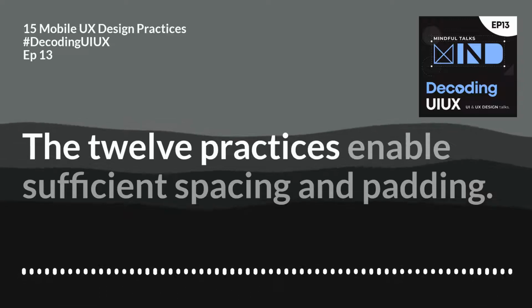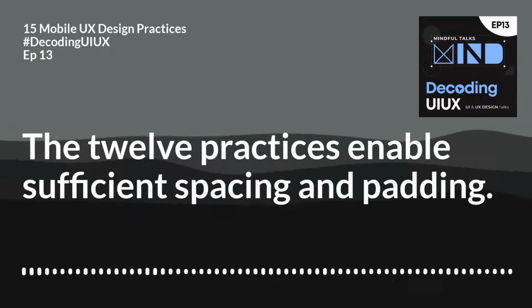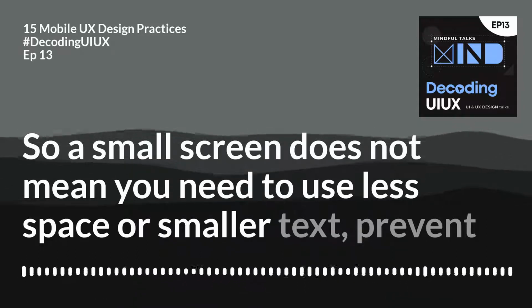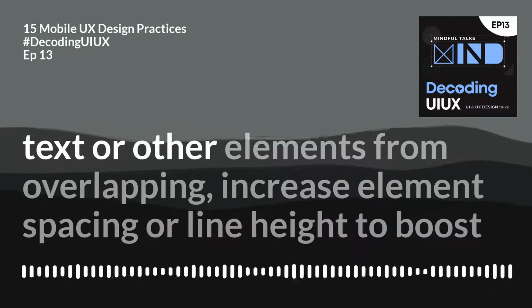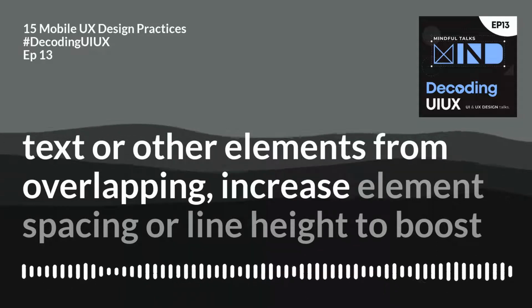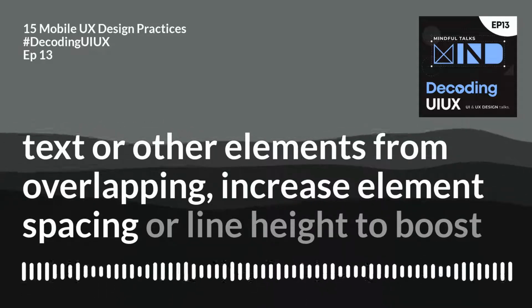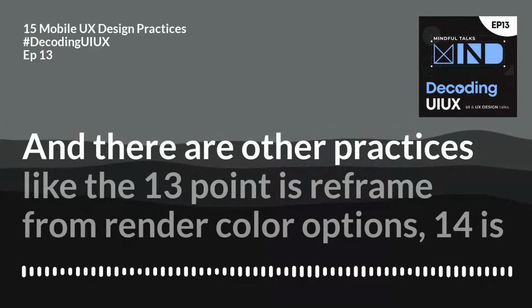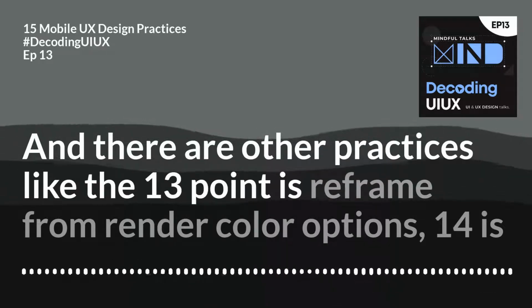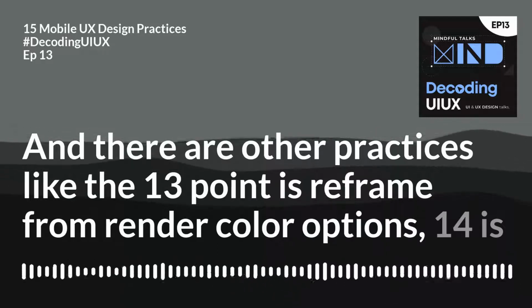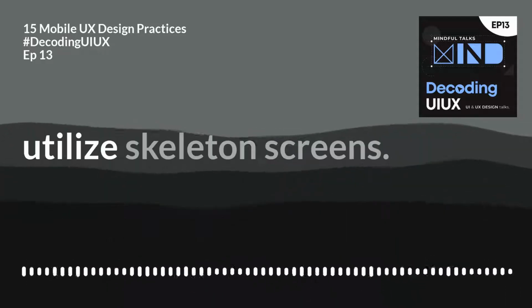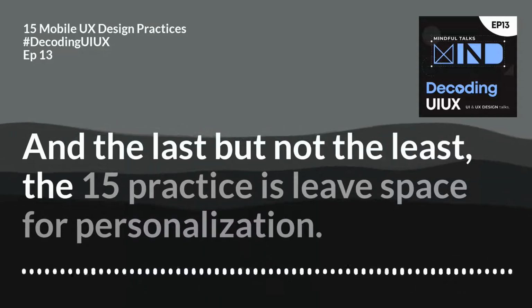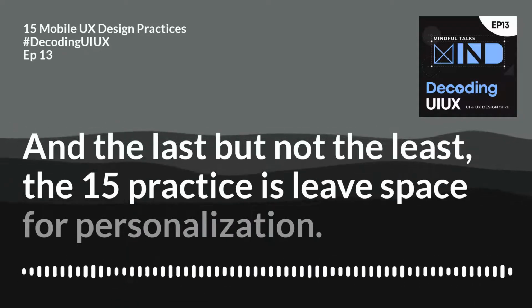The 12th practice is enable sufficient spacing and padding. A small screen does not mean you need to use less space or smaller text. Prevent text or other elements from overlapping. Increase element spacing or line height to boost legibility. And there are other practices: the 13th point is refrain from random color options. 14 is utilize skeleton screens. And last but not the least, the 15th practice is leave space for personalization.